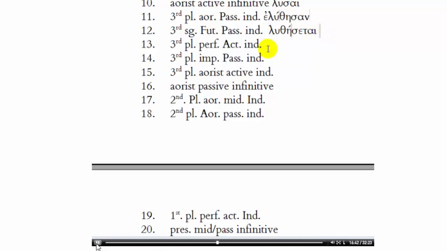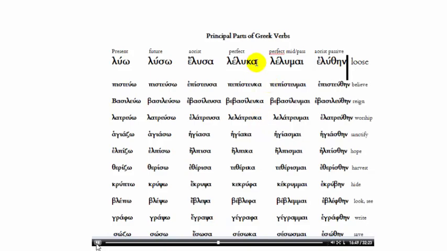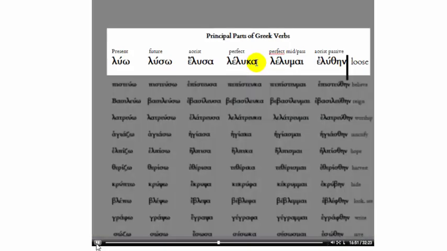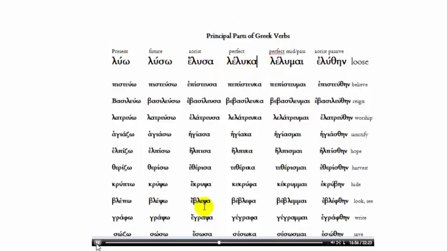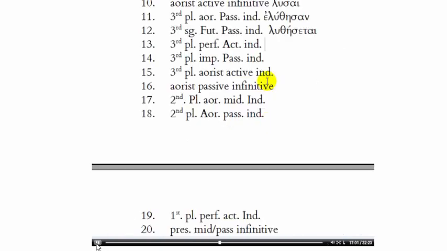Okay, the third plural perfect active indicative. Well, the perfect, again, was formed on the fourth principal part for the active. So you've got luo, luso, elusa, leluka. Leluka, third plural perfect active indicative. Now all we need to do is give it the third plural ending, and so we only need to add a nu here. But, however, there is another form we could have here, and that would be this one.